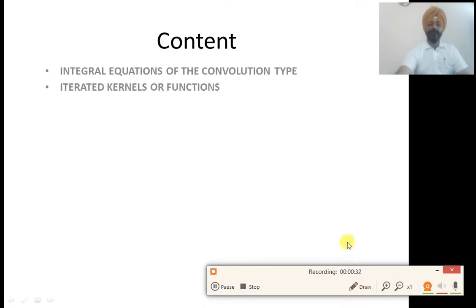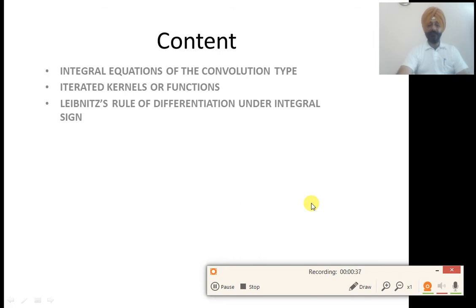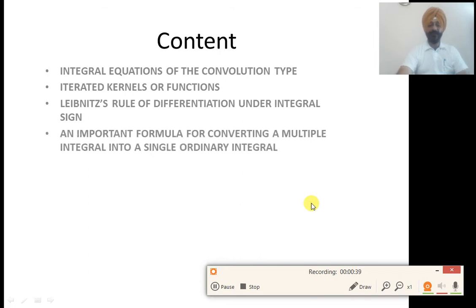Second, iterated kernel or functions, Leibniz rule of differentiation under integral sign, and an important formula for converting a multiple integral into a single ordinary integral. So, this lecture depends on the kernel of a function. How do we use kernels to solve differential equations and integral equations, and what is the formula? The formula which we want to discuss is the conversion of a multiple integral into a single integral.